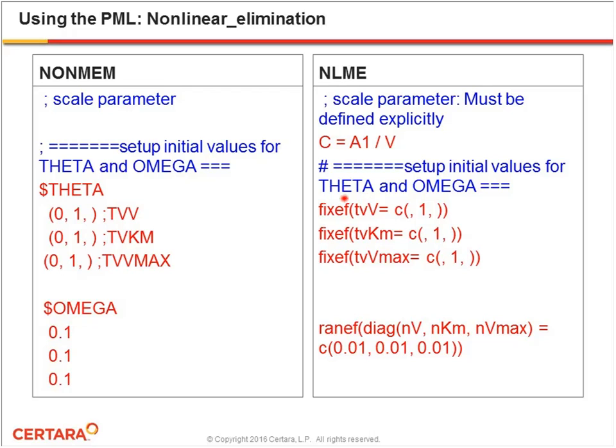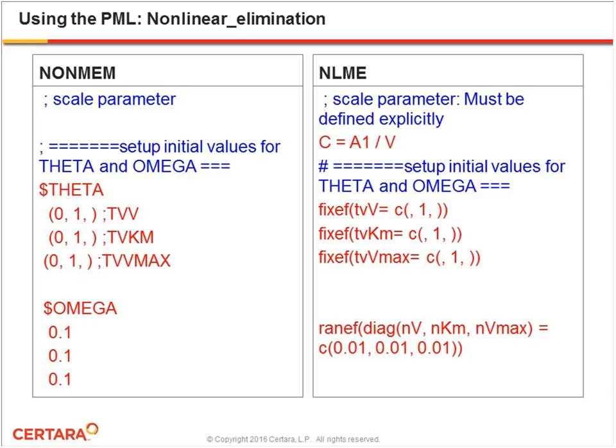Corresponding statements in NLME are fixef, where you just specify the same kind of information also in kind of vector format. We don't give a lower boundary for 0. We just put a 1 in as an initial estimate.